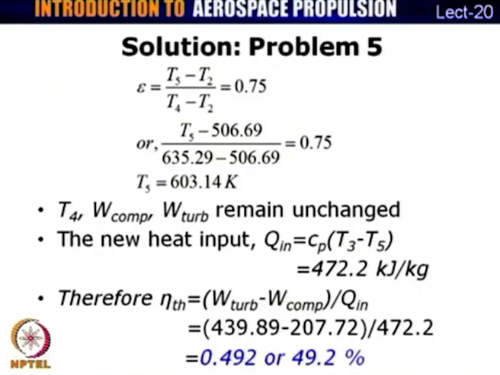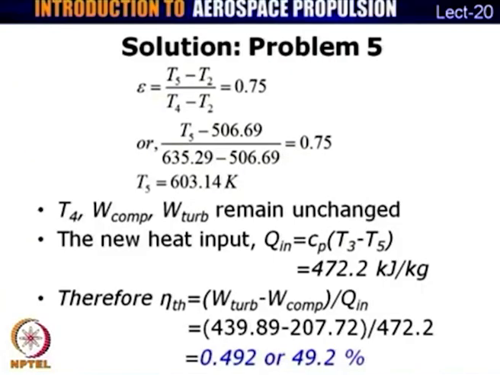remain unchanged, the only thing that changes is heat input. So, heat input is equal to Cp times (T3 - T5), which is 472.2 kilojoules per kilogram. So, based on that, we now calculate the new efficiency.